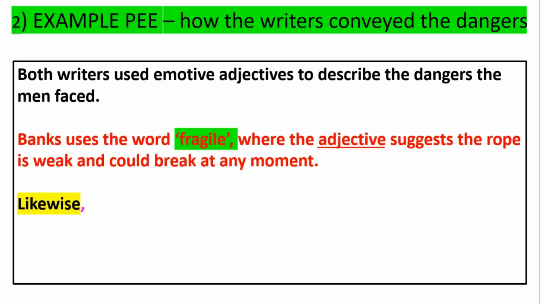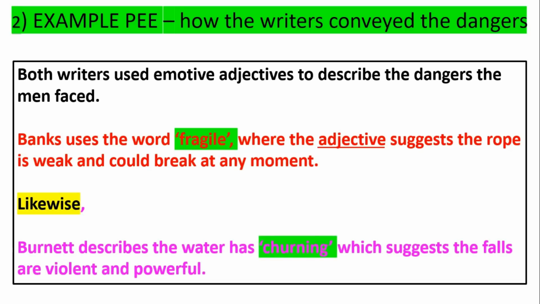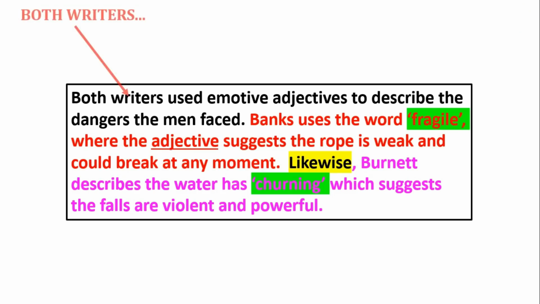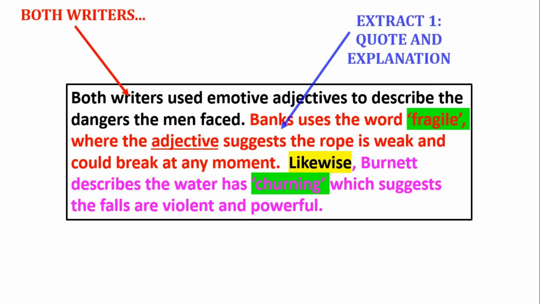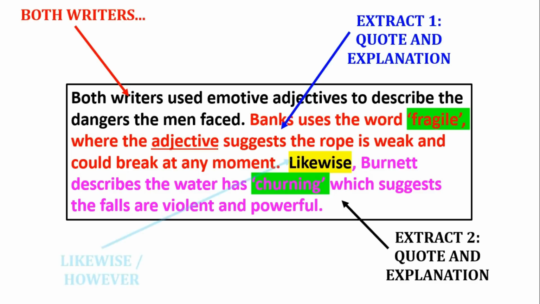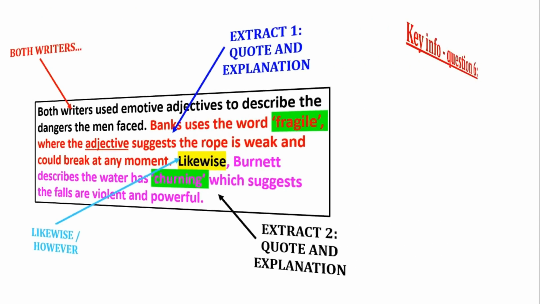Then I put likewise. Again, I'm using that word to show if it's same or different in my answer. So likewise, Burnett describes the water as "churning", and then I've zoomed into the word churning. This suggests the falls are violent and powerful. So they both showed the dangers by using their choice of adjectives. And there you go: both writers, extract 1 quote and explanation, extract 2 quote and explanation, and I've used my likewise, however, to show if it's the same or different.